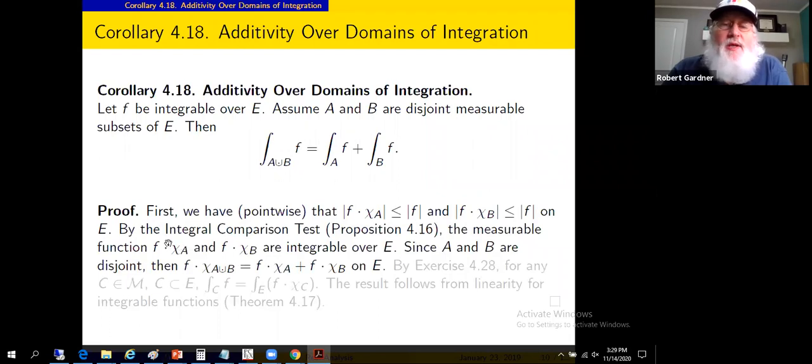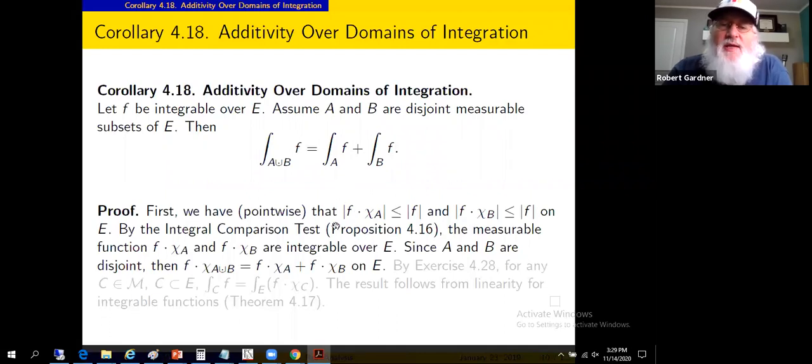Then we can use the integral comparison test. This function here, absolute value of f, that's integrable. Right? f is integrable, and that's what f is integrable means. We can take the measurable functions f times the characteristic function of A and f times the characteristic function of B and deduce that they are integrable. The integral of the absolute values, integral comparison test. You could also use monotonicity. I could use monotonicity from the previous section, I think. But we've got this covered one way or the other.